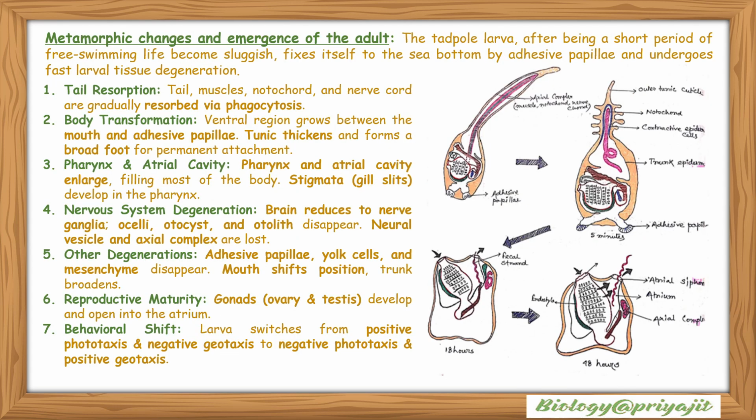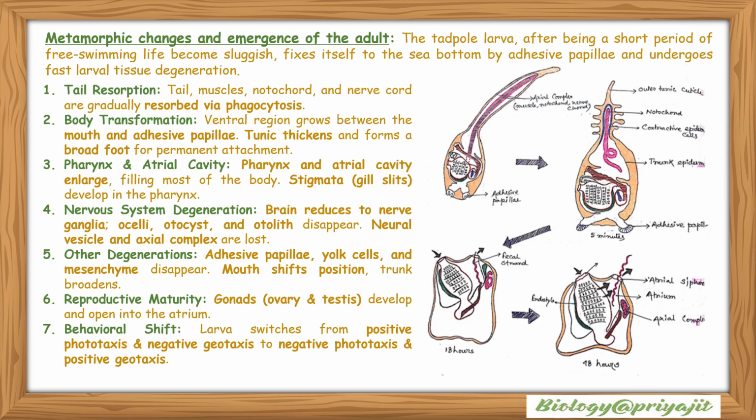Metamorphic changes and emergence of the adult. The tadpole larva, after a short period of free swimming life, becomes sluggish, fixes itself to the sea bottom by adhesive papillae, and undergoes larval tissue degeneration. Tail reabsorption. The tail muscles, notochord and nerve cord are gradually reabsorbed via phagocytosis.